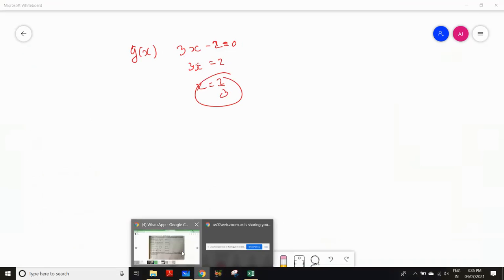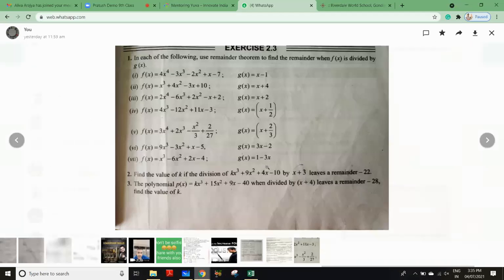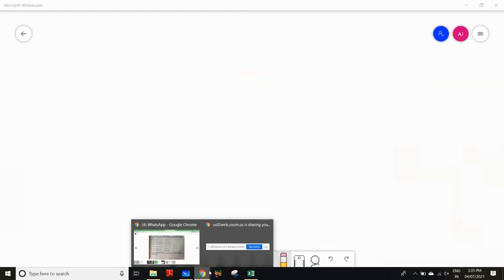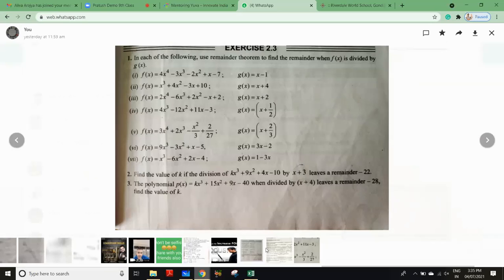Similarly, in the last one, gx is given as 1 minus 3x. So there what we will do? We will equate 1 minus 3x to 0. It will become 1 equal to 3x and we will get x equal to 1 by 3. And then we will substitute x equal to 1 by 3 in the polynomial fx and we will get the remainder. Okay, so this is the way we will solve.